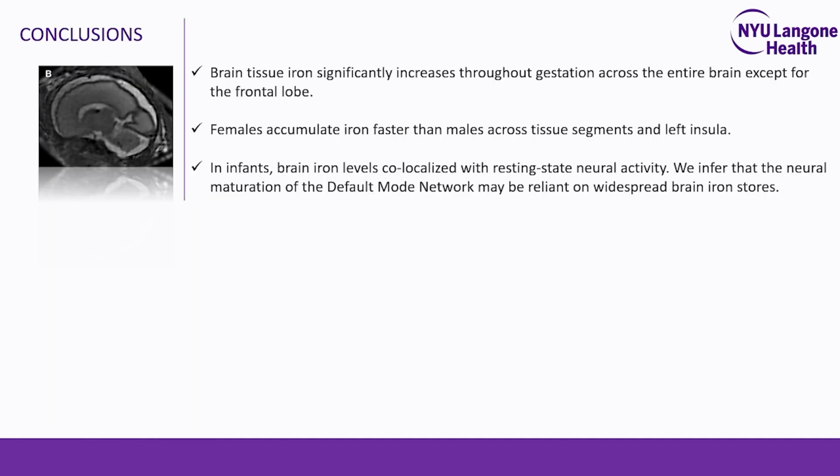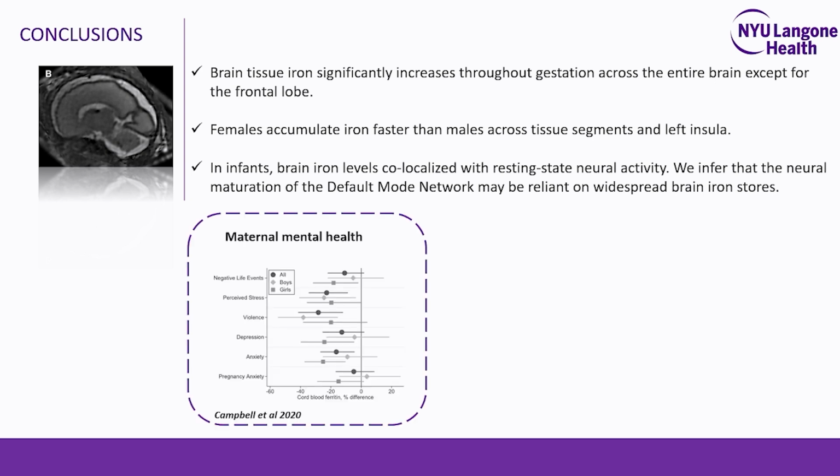So, a brief conclusion of this study. We plotted iron across birth, both before and after, and we see a significant increase across the whole brain, rather than only the subcortical regions that we always believed were important. We also see a sex difference: females accumulate iron faster than males in almost every tissue segment and the left insula. And in infants, brain iron is directly related to neural activity, and they are quite co-localized. So in general, we think this work is a basis of a general developmental framework.